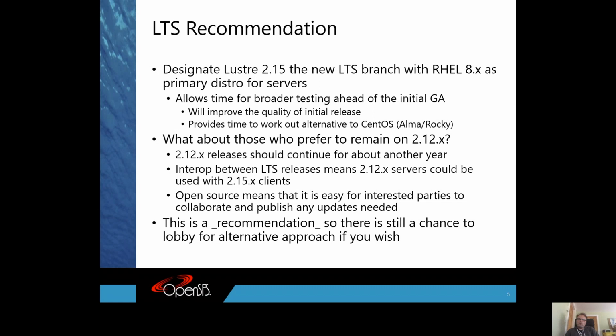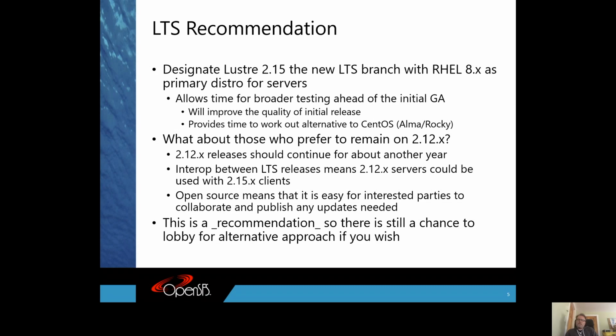Of course, there will be some people who voted for staying put who may be dismayed at this, so I will explain why I don't believe they should be too concerned. If we do the same as with 2.10 and 2.12 and give a 6-month overlap, then with the time it takes to get 2.15 out in the first place, we could potentially still be doing 2.12 maintenance releases for at least another year.